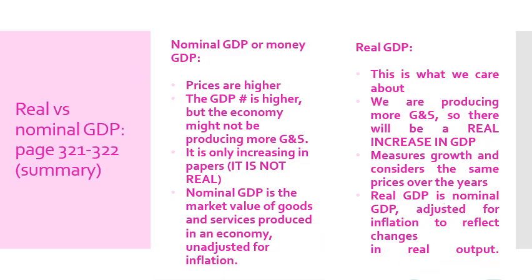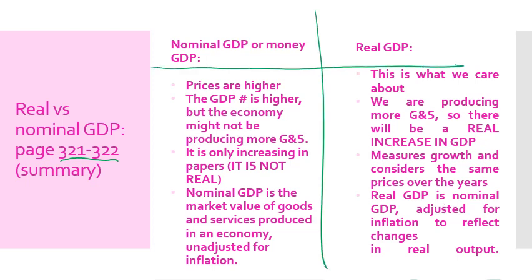This is a pure summary. You can find it in your books on pages 321 and 322. I made it in a table form again. So this is the difference between nominal and real GDP. Please pause the video, read it by yourself since it is a repetition of what I just explained, and please try to write it down in your copybooks. Yeah?